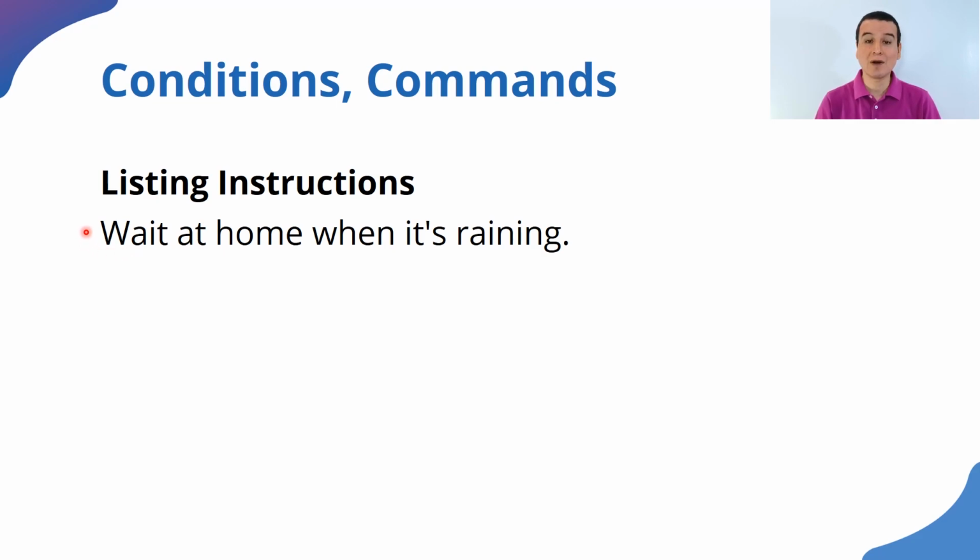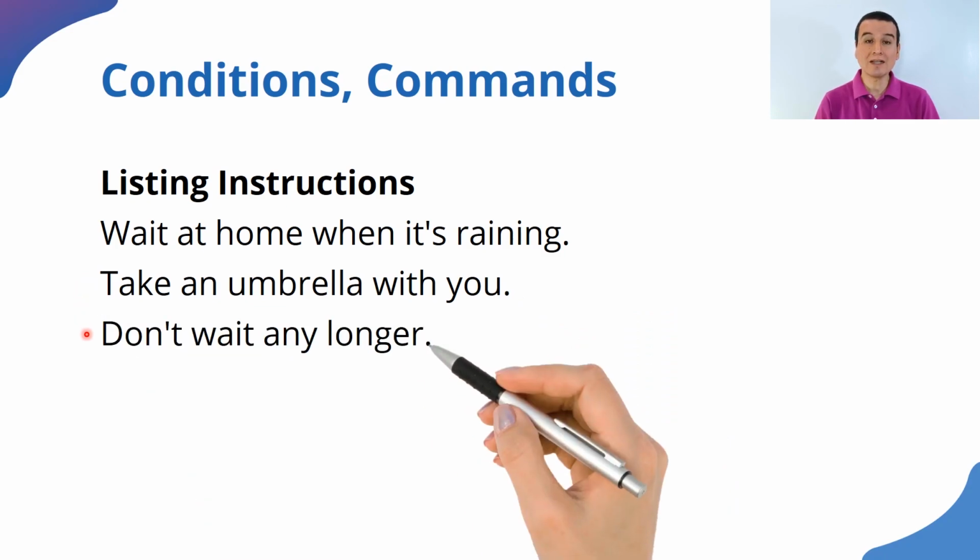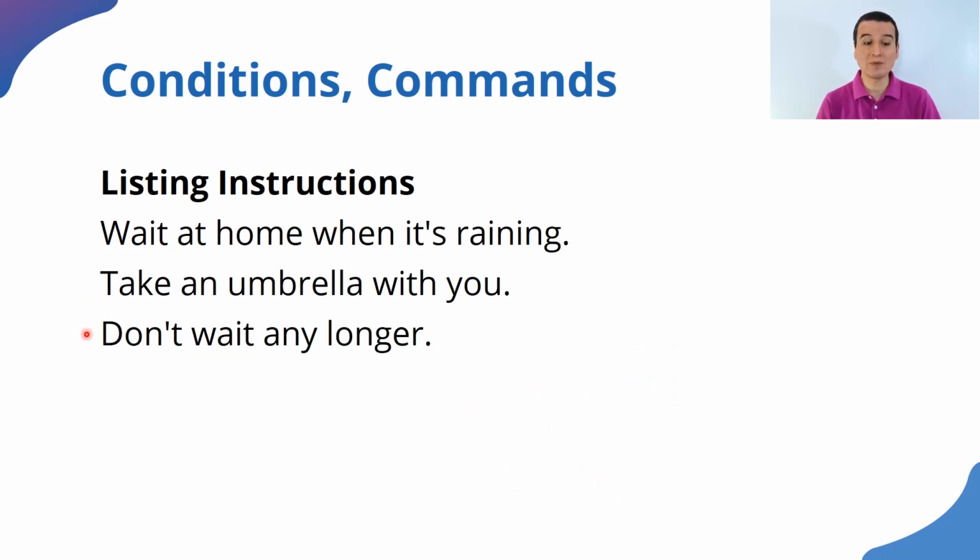All right. Some other instructions could be "take an umbrella with you," or "don't wait any longer." A negative command would start with "don't." All right. We could also have collective commands like "let's wait for a moment," etc. So for solving this riddle, we are going to need some simple instructions, and these examples that we have here are good enough.